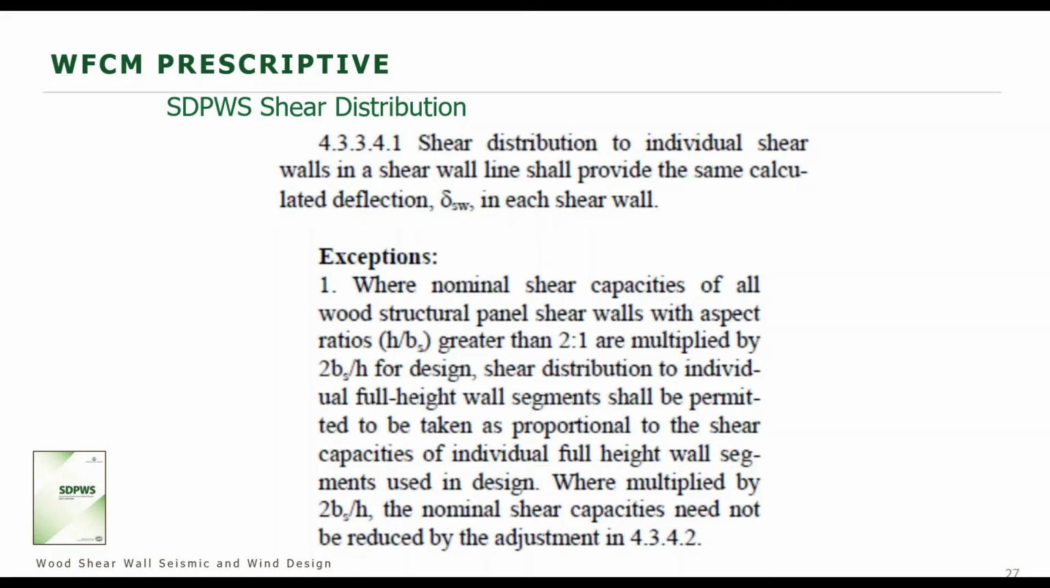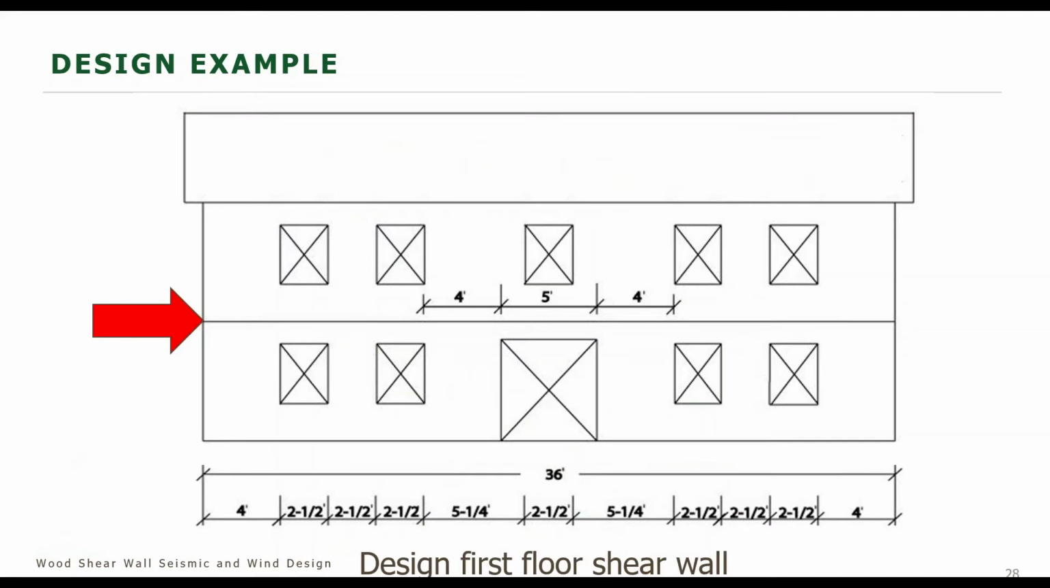So in 2018, this is the first time that we've seen it apply to both seismic and wind. So this is the one adjustment that we'll see applied, using 2bs over h from the exception here in 4.3.4.3.1. This 2bs over h is applied to the shear capacity of the wall, and we'll use that to modify our design later. So be aware of that.